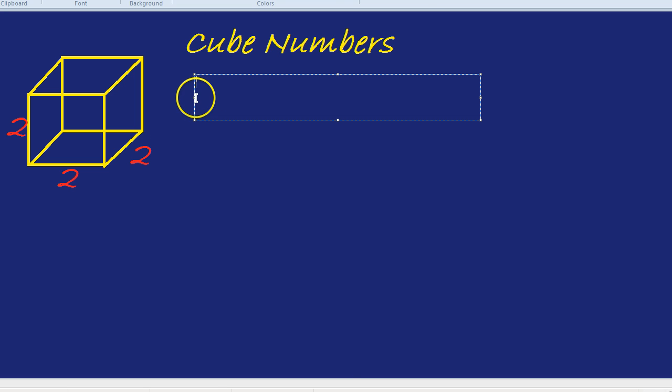The volume of that cube would be 2 times by 2 times by 2. The height times the width times the depth. And 2 times by 2 times by 2 is 8. That makes 8 not a square number, but a cube number. 8 isn't actually a square number, but it is a cube number, and cube numbers are cool and quite important in maths. What would another cube number be?